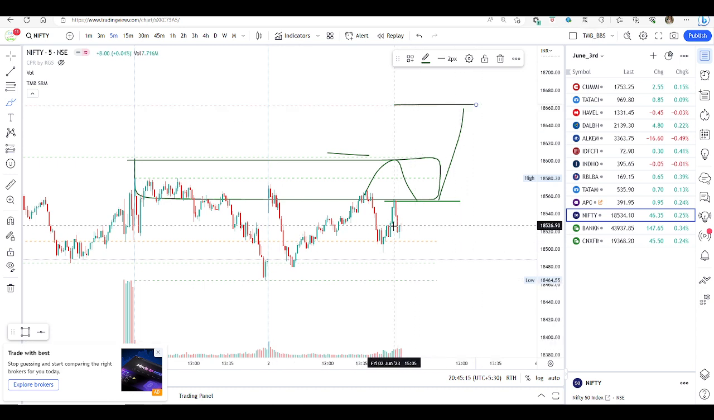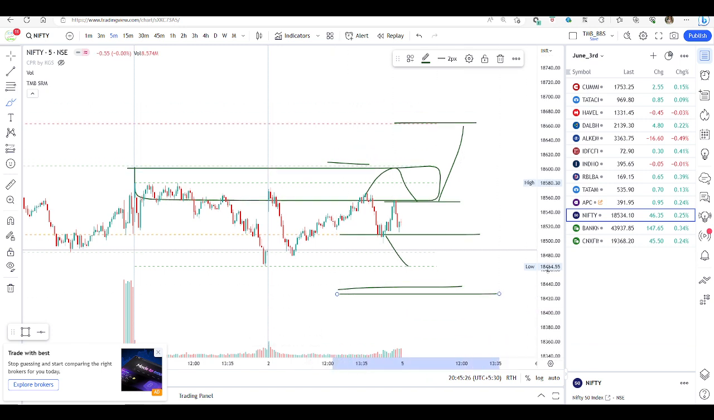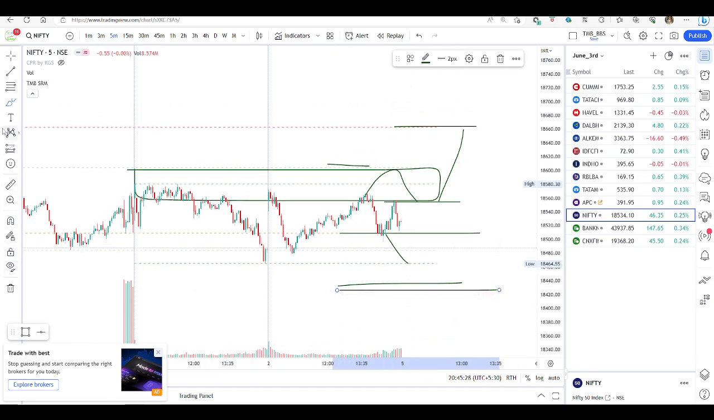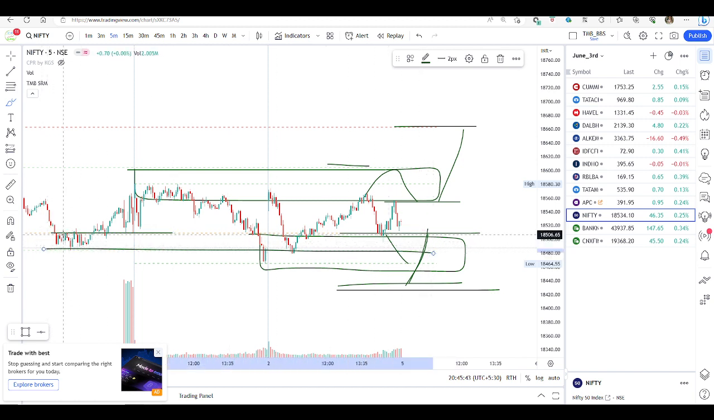If the market opens gap down, wherever it is, gap down means I will wait for the retracement, come to this zone. You have to draw the lines like this, whatever way I have drawn the lines, you also draw the lines.